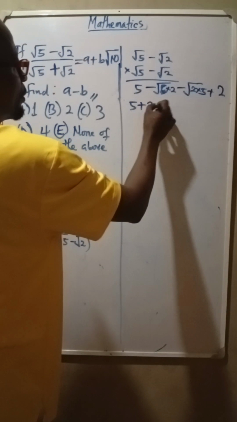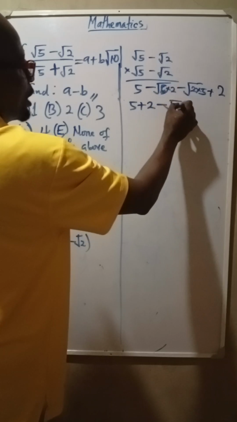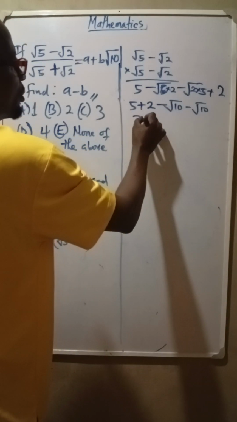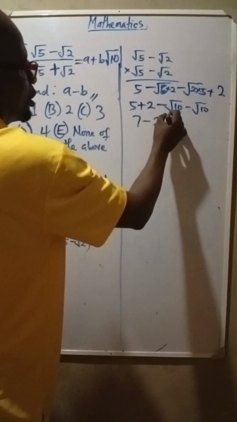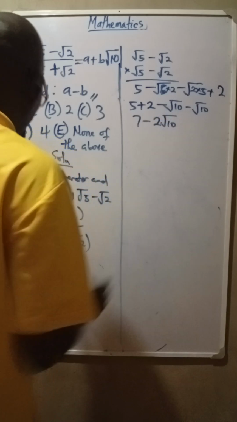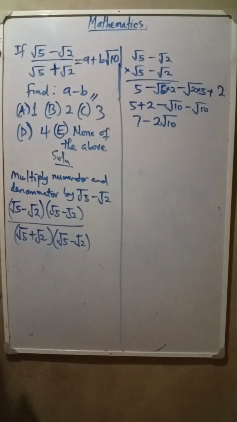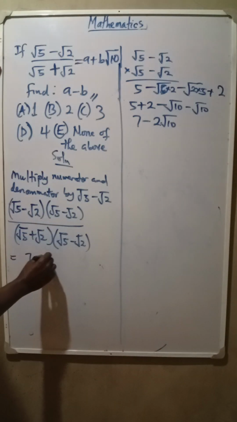Now I can collect the like terms. 5 plus this 2, then minus root 5 times 2, root 10, minus root 2 times 5, root 10. So this is going to be 7 minus root 10 minus root 10, that is 2 root 10. So meaning everything up here is 7 minus 2 root 10.